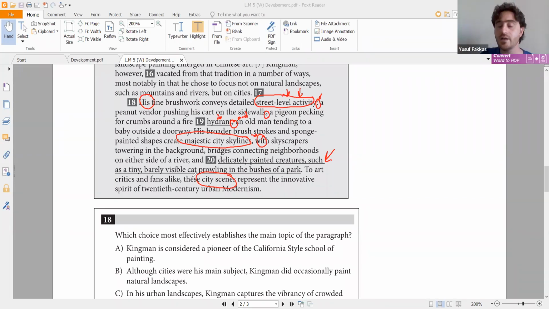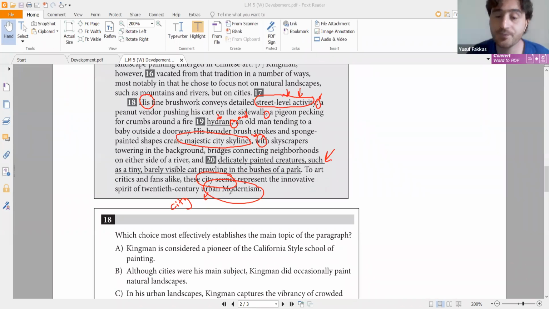It summarizes the whole discussion. All of these we talked about, the bridges, the skyscrapers, the salesman, the fire hydrant, the old man, the baby. All of these are what? City scenes, right? And we summarize that in the last sentence. So these city scenes represent the innovative spirit of what? Of the 20th century urban modernism. Urban, of course, is the adjective of city. Modernism is just a style of art.